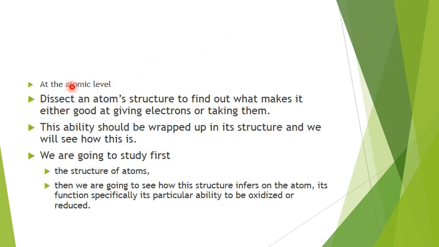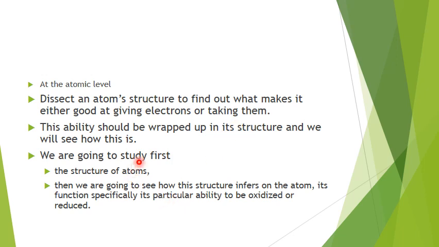So what we're going to do is maybe help explain oxidation reduction. We're going to go to the atomic level and see if we can figure out what it is about the atomic structure that allows an atom to be oxidized or reduced. We're going to go down to the very, very tiny bits, and look at the atomic structure to find out what makes it good at giving or taking electrons. And this should be wrapped up in its structure, because structure determines what it's going to do.